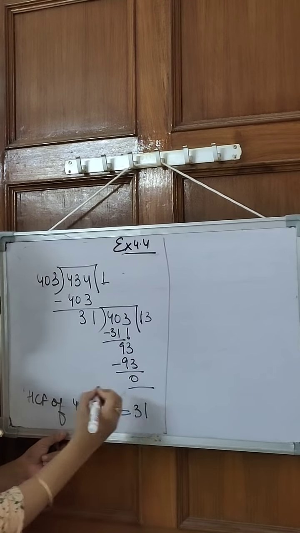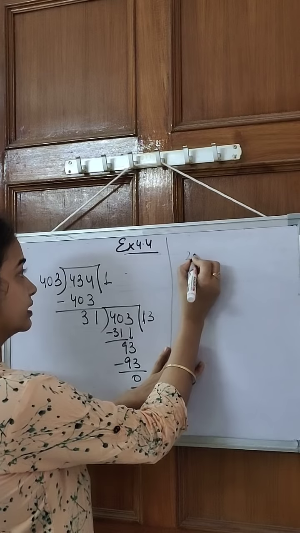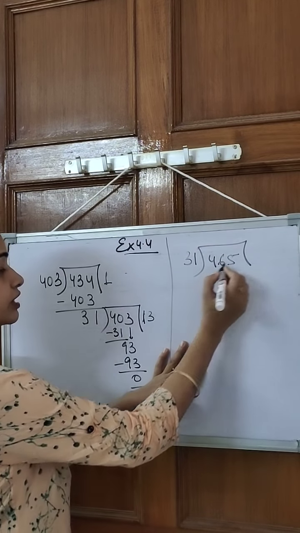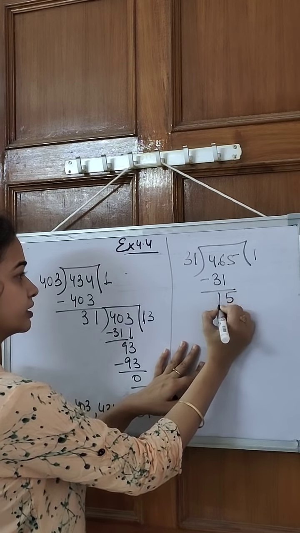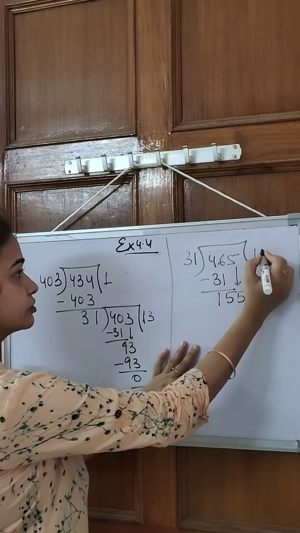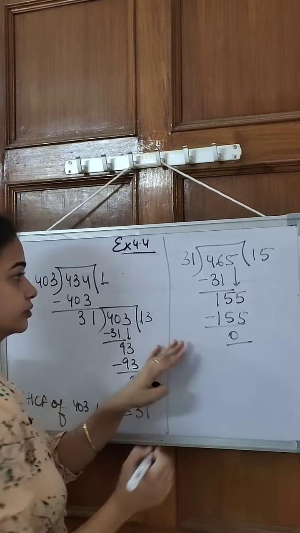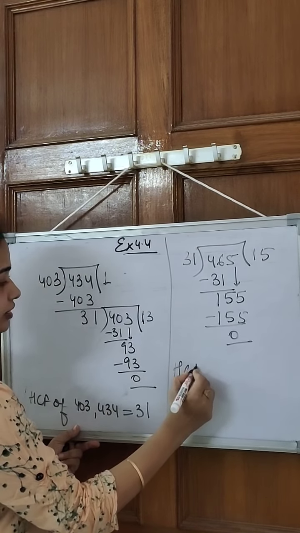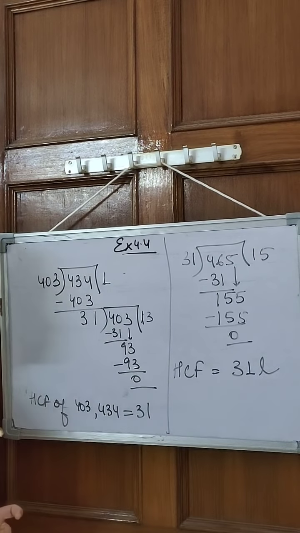Now I have to check whether this is the capacity of the container that we want. For this we'll take the third number as well and divide and check. So 465 divided by 31 is 15, with remainder 0. So the maximum capacity of the container that we want is 31 liters.